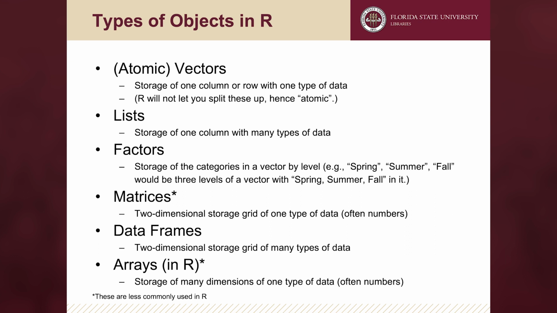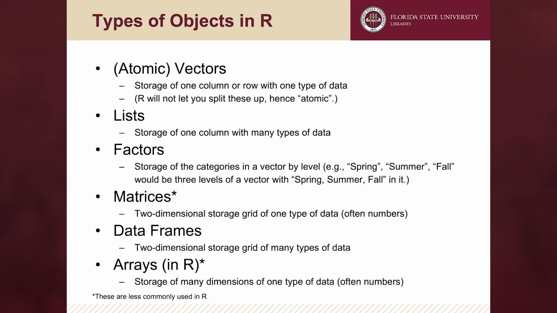A data frame is a two-dimensional storage grid with multiple types of data. So this is basically a two-dimensional list. And data frames are useful for storing tables and data sets, and these are very common. And the final type are arrays. Again, these are not very common, and they can store multiple dimensions with one type of data, usually numeric data. So it's similar to a matrix, but while a matrix can only have 2 dimensions, arrays can have 3 or more. And like matrices, these aren't super common.